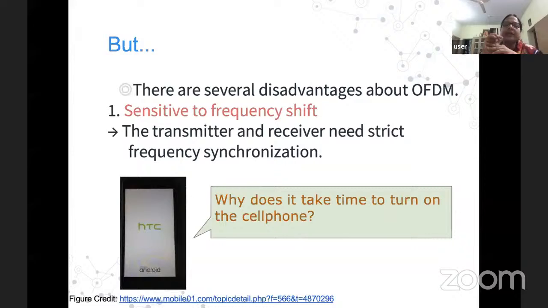There are several disadvantages of OFDM. One is the sensitivity to frequency shift. The frequency shift, just now explained, cos 2 pi n dash. This sensitivity will lead to wrong decisions, that is, the probability of error is going to increase. And the transmitter and receiver need very strict synchronization, which is a very crucial thing in communication.